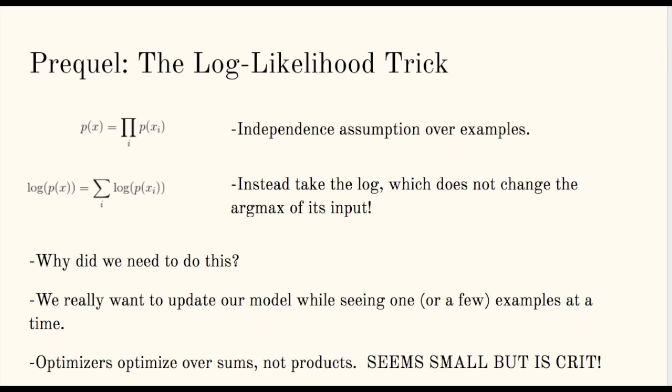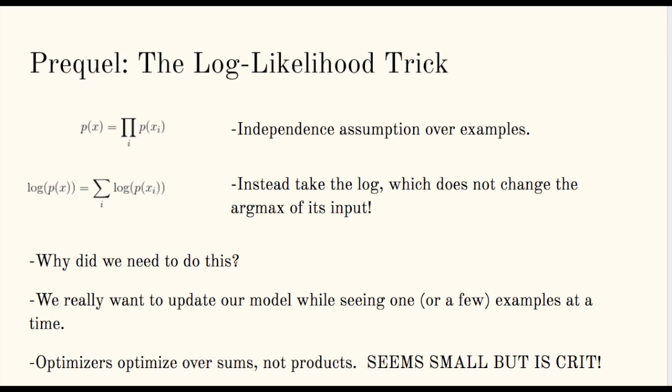The motivation for the log likelihood trick is that we want to estimate a distribution P, which maximizes the likelihood of our samples from that distribution. If we're doing gradient-based optimization, and we usually are, then we want to be able to compute reasonable estimates of our gradients from a single example or a small subset of the examples.